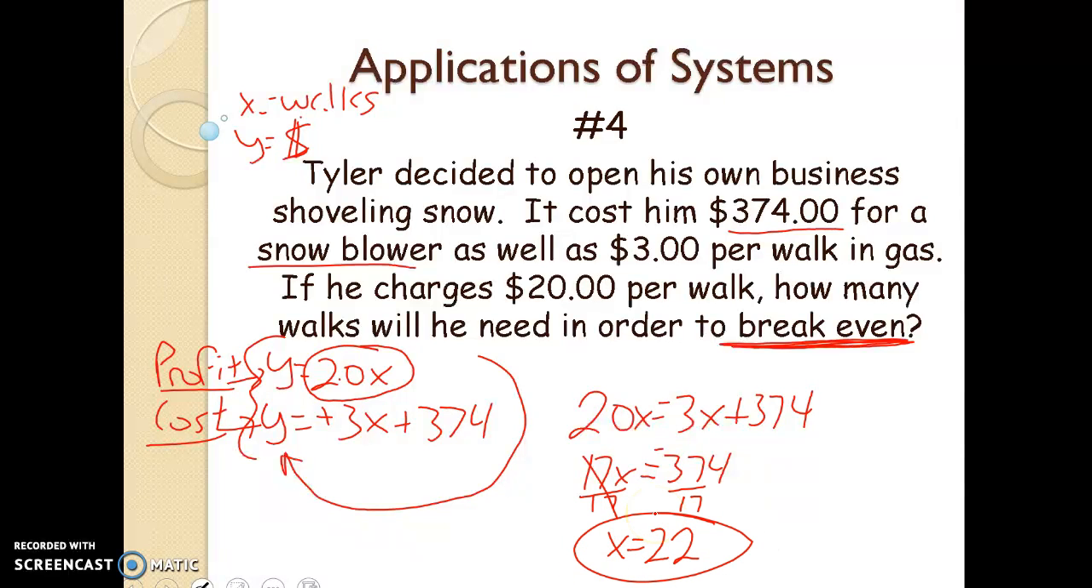And so the question was, how many walks will he need in order to break even? And so he's going to need to shovel 22 walks. And then his profit and his cost would end up being the same amount. And so there are 4 examples of applications of systems. We're going to have many applications throughout this week where you're going to need to set up the equations and then solve, and we will go over more of these in class.